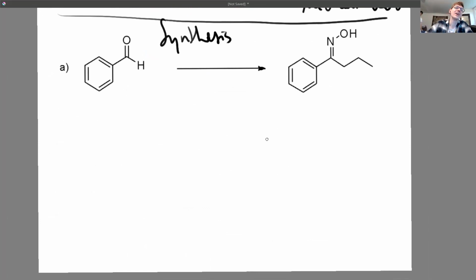Well, we can just make the imine using, you know, however many carbons that is. It's what, 3 carbon.